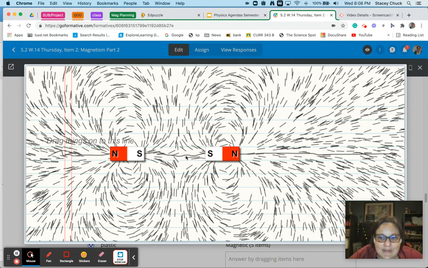So even if we couldn't see one of these two magnets, we could tell which way it was facing because we can see that these two sides are repelling each other. So if one of these two was covered, you could still tell which was north and south because it's repelling each other here.